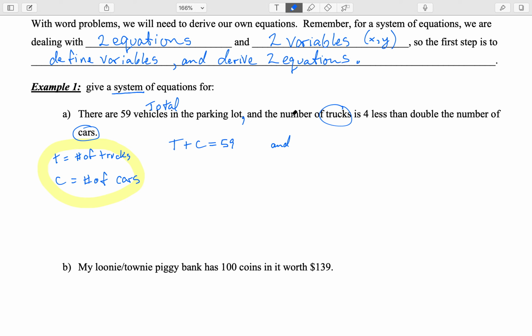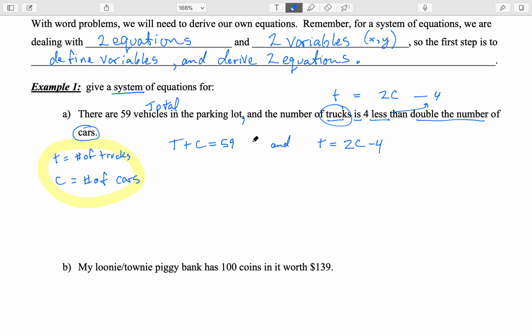That's where the other one comes in. It says the number of trucks is 4 less than double the number of cars. So the number of trucks, which we call T, equals 4 less than, meaning something take away 4, double the number of cars. Trucks is 4 less than means it comes at the end. Double the number of cars is 2 times C. So T is equal to 2C minus 4.